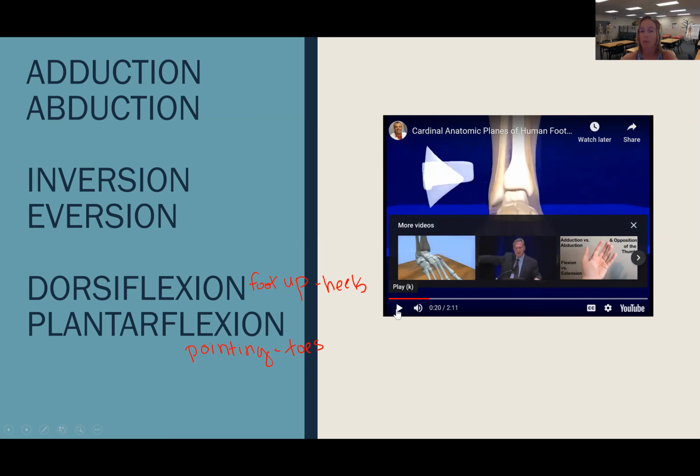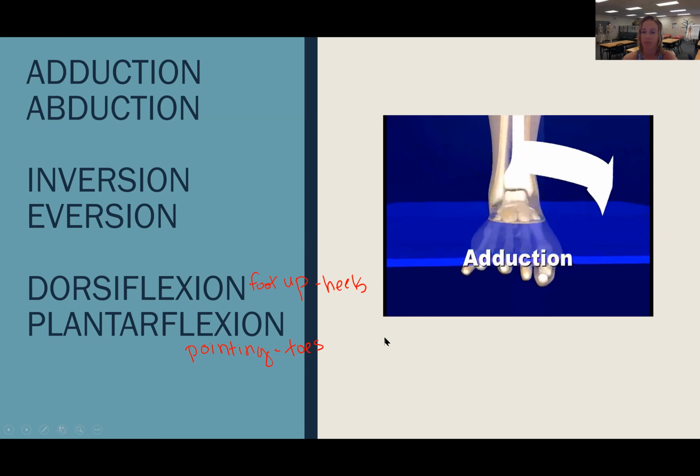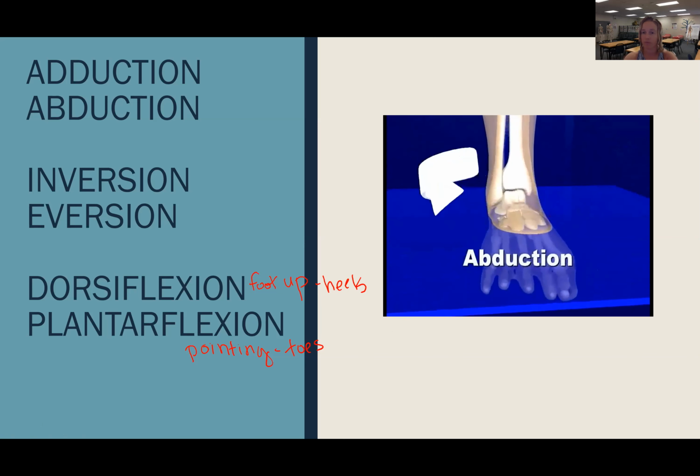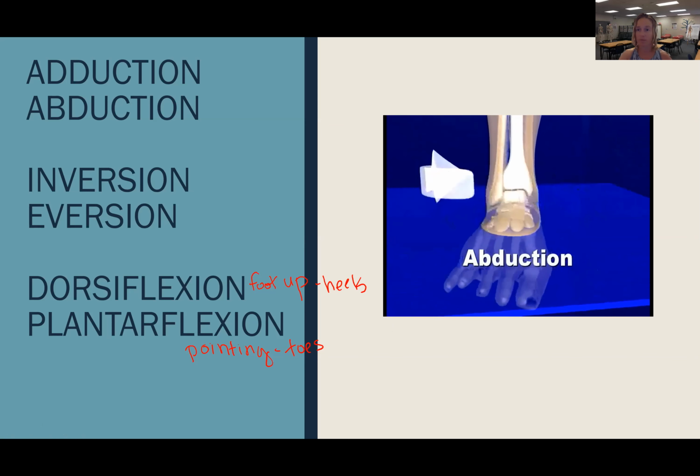So remember, adduction and abduction, adduction towards the midline, abduction away. So it's that the toes are moving in and out. And adduction is when the foot and leg are medially rotated toward the midline of the body. Abduction is when the foot and leg are laterally rotated away from the midline.